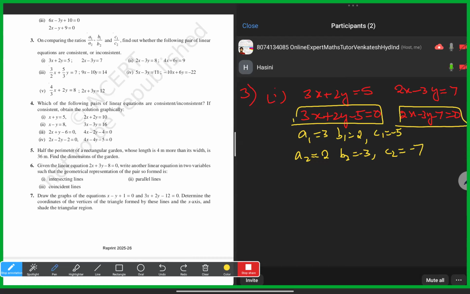So now the condition I am checking is, first, the A1 by A2 ratio. A1 by A2 is 3 by 2. Next I am checking B1 by B2. B1 by B2 is 2 by minus 3, which means minus 2 by 3. Now I will compare A1 by A2 and B1 by B2. Are they the same?